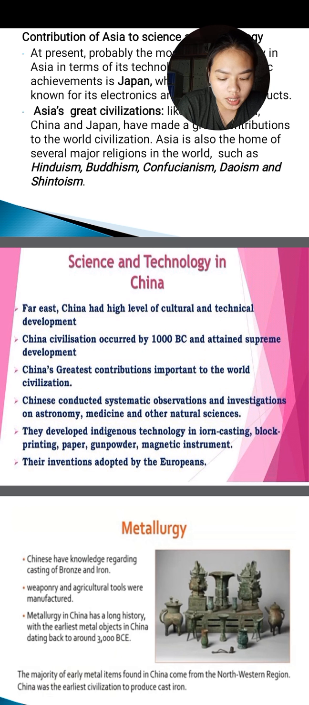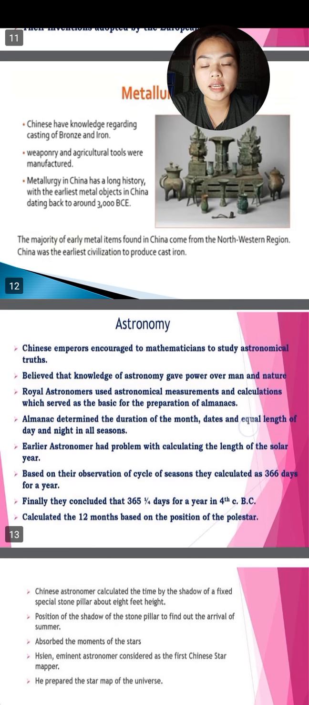China was the earliest civilization to produce cast iron. So, meaning that China has really great contribution in the history, in that they are the earliest civilization to produce cast iron or to make tools for agricultural and weaponry. So next is astronomy.